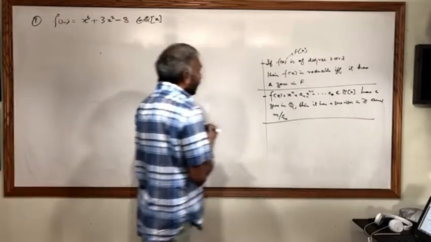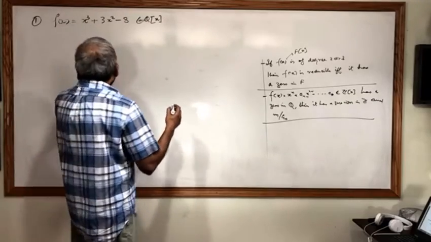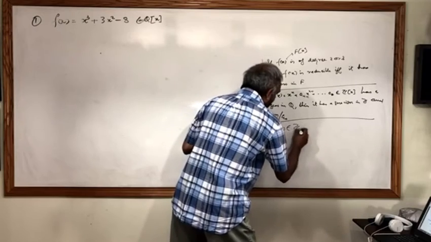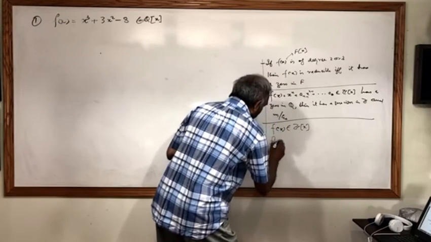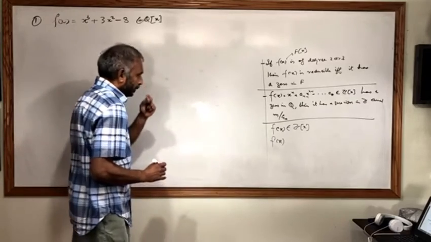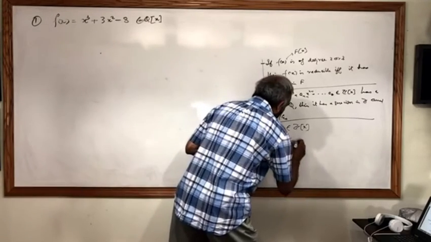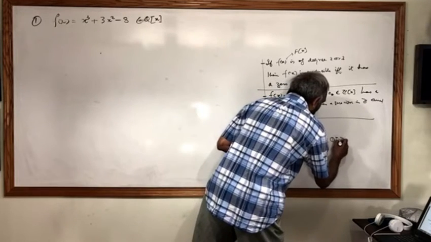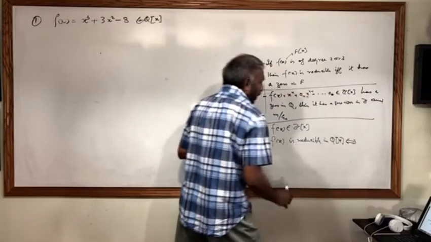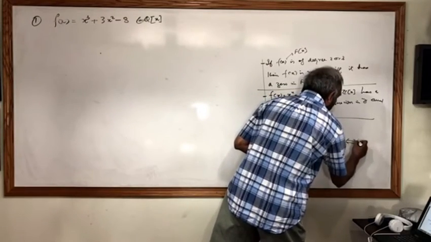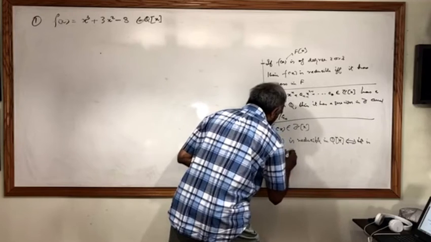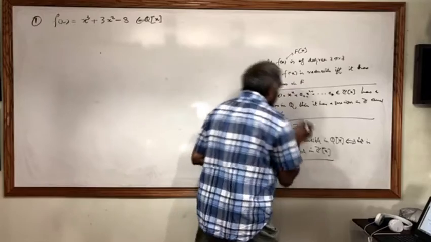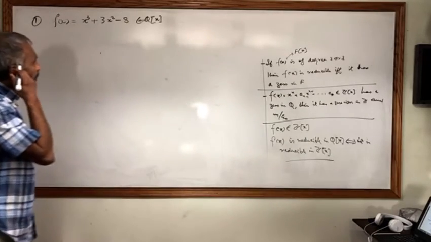And also another theorem which you are going to see is if f of x belongs to Z of x, then f of x is reducible in Q of x if and only if it is reducible in Z of x. These are the three theorems which you are going to use to find out whether this is reducible or not.